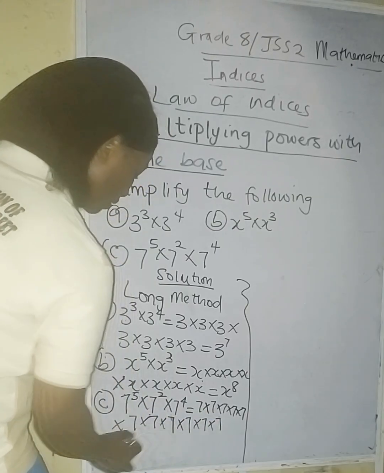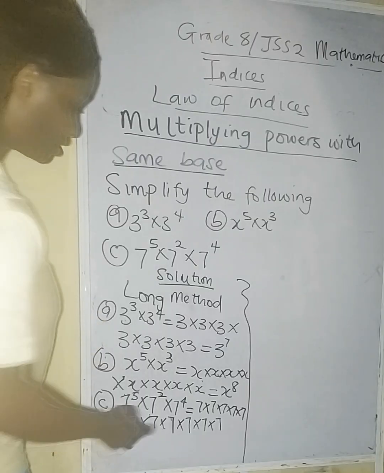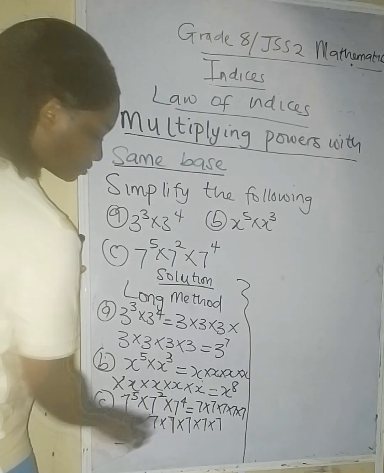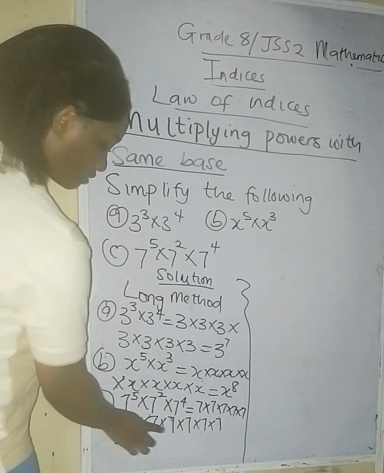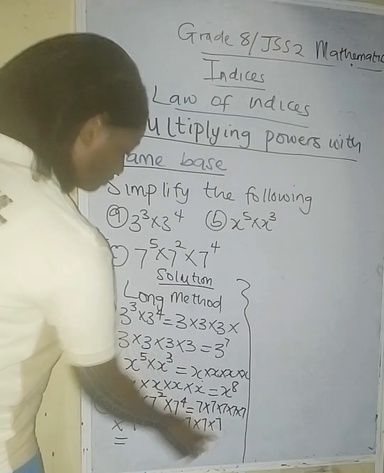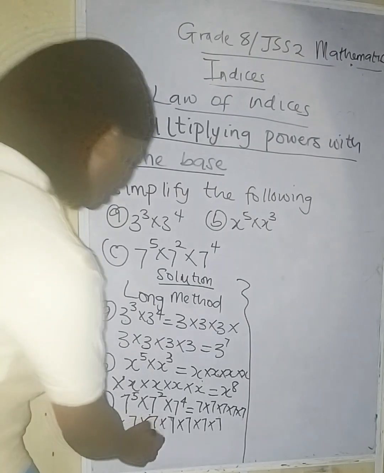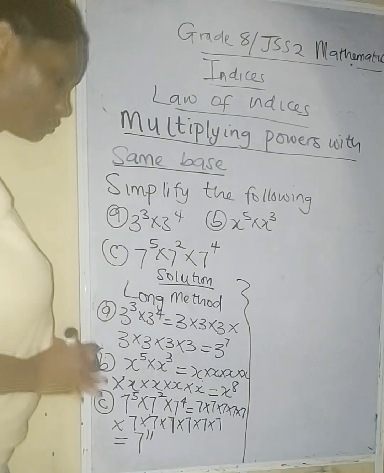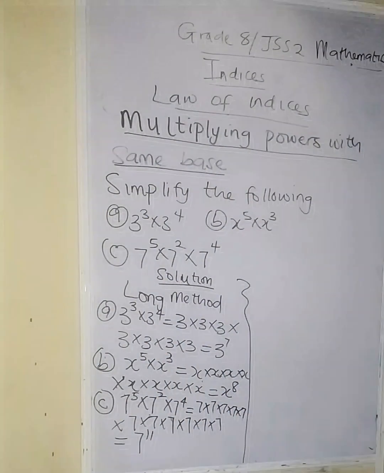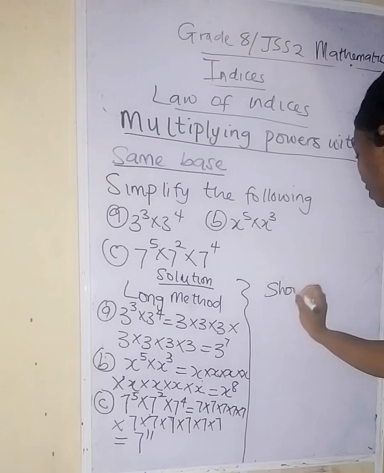You see the way I'm doing it? Yeah, so that you won't be confused. Now let's count the amount of times that we want to multiply 7: 1, 2, 3, 4, 5, 6, 7, 8, 9, 10, 11. So that is 11 times, so that is 7 raised to power 11. This is for the long method. So now let's use the short method.